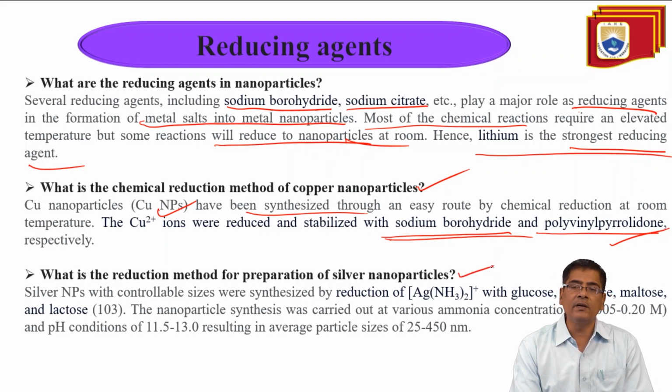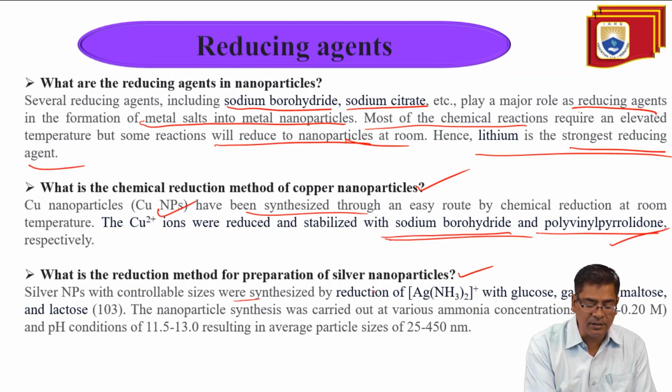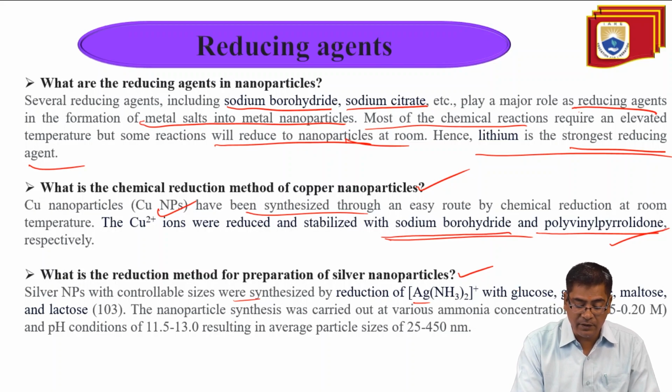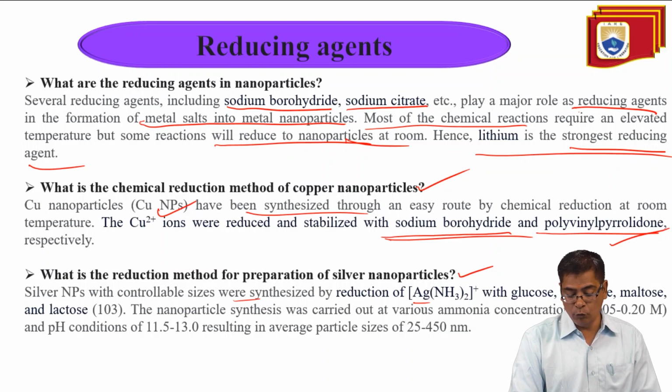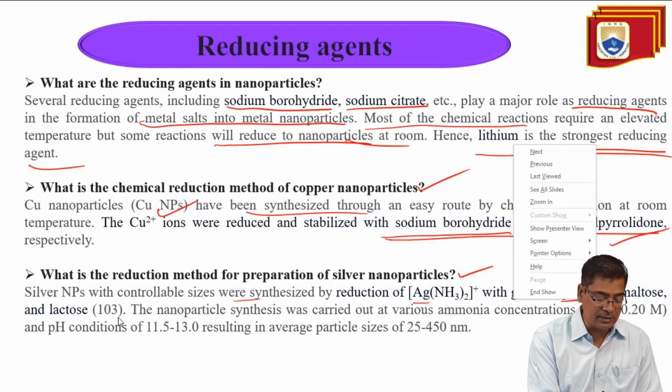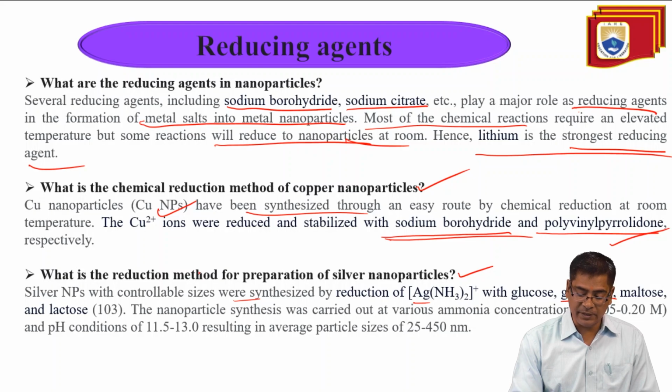So what is the reaction for the preparation of silver nanoparticles? How are the silver nanoparticles reduced? Silver nanoparticles with controllable sizes were synthesized by reduction of silver Ag(NH3)2+ cations with glucose, galactose, maltose, and lactose.